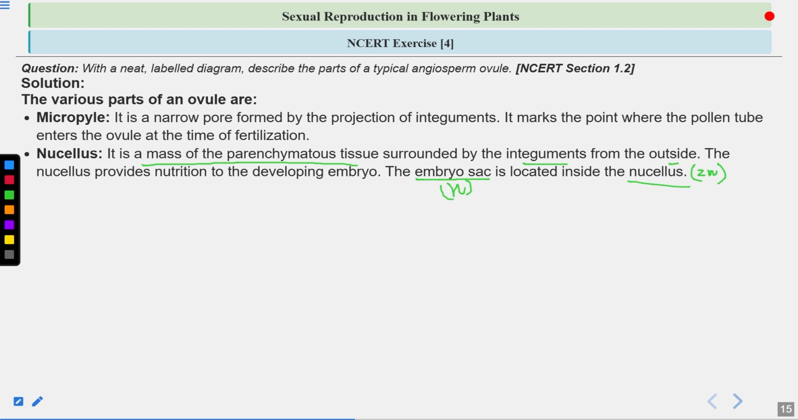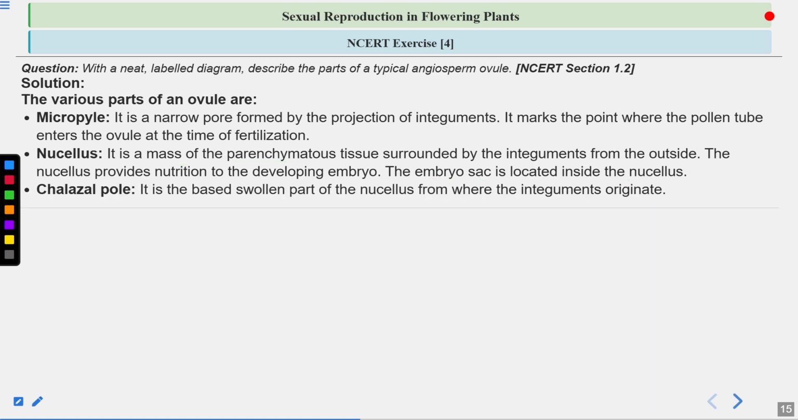Okay. Chalazal pole is the basal, swollen part of the nucellus from where the integument originates. So again, you got a very important point. From where do the integuments originate? They originate from the chalazal pole. Okay. So all these points are for this question number 4. We have discussed the diagram and the different parts also. Okay, moving to our next question.